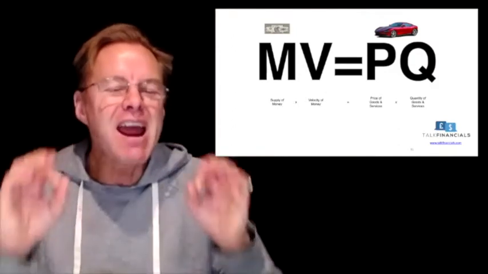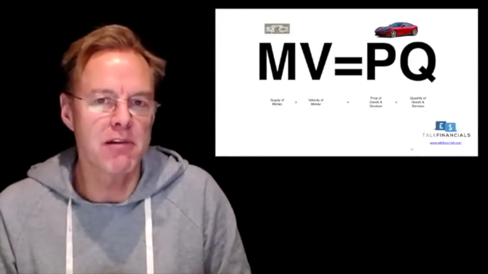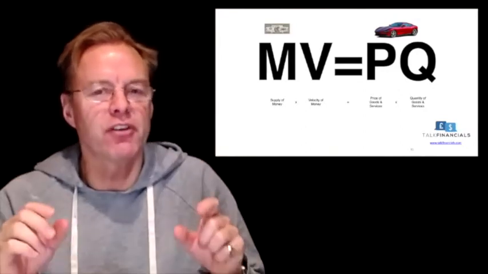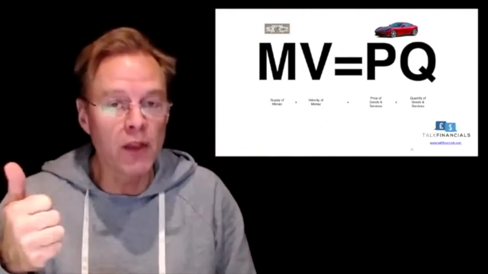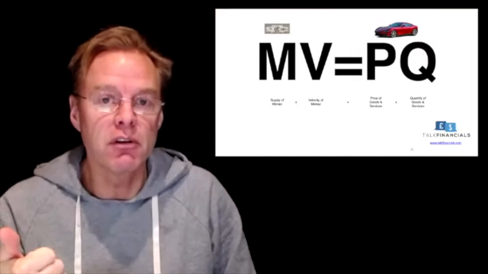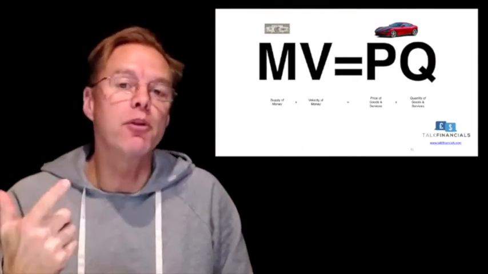But what if everybody received a check for $1 million from their rich uncle in America, and everybody decided to go out and buy Ferraris? Ferrari has two choices. One, they could increase production, that's the Q, in order to satisfy demand, or two, they could put the price up.